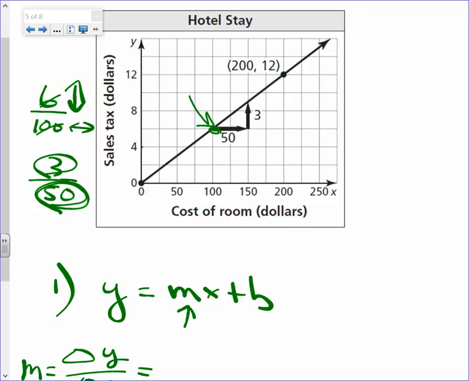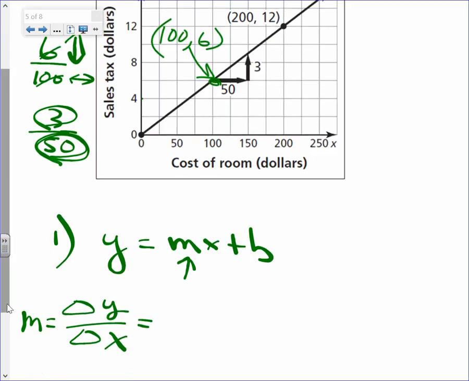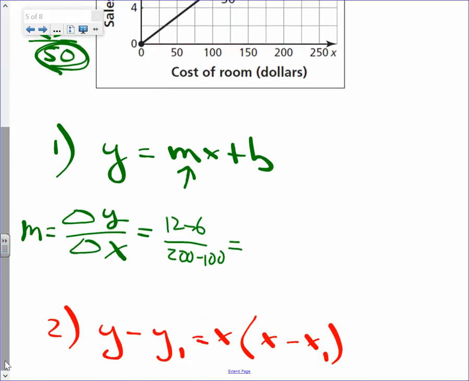the 106 here. Okay, so delta y, 12 minus 6, right? So I got 12 minus 6 here for delta y, and delta x is 200 minus 100. 12 minus 6 is 6. 200 minus 100 is 100. There it is. 3 over 50. There's our slope.